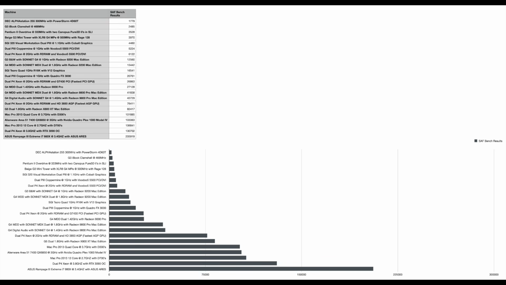Here are the results from the various systems that I've tested using this software, and this is where this score fits in. The interesting thing to note here is that this score is actually slightly lower than that achieved by the G4 Digital Audio, equipped with a single-core Sonnet G4 upgrade running at 1.4 GHz with the 9800 Pro. That machine's running OS 10 Tiger, and this machine's running OS 10 Snow Leopard, so I think that might be a factor as to why this machine's slightly underperforming compared to the Digital Audio.